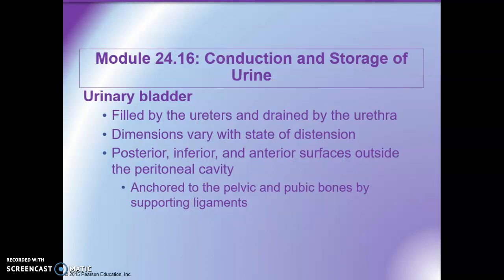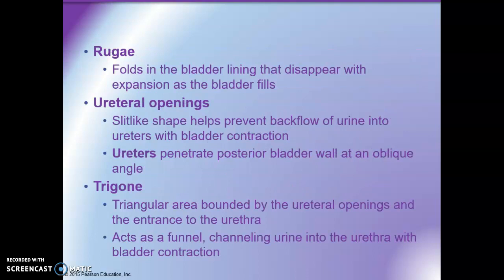The urinary bladder is filled by the ureters and drained by the urethra. The dimensions vary with how full it is. The posterior, inferior, and anterior surfaces are outside the peritoneal cavity. It's anchored to the pelvic and pubic bones by supporting ligaments. Inside are rugae that disappear when it fills, just like the stomach.